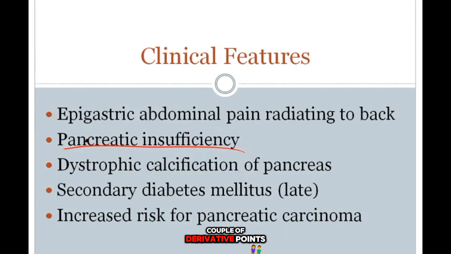Now, there are a couple of derivative points that arise from this notion of pancreatic insufficiency. Of course, if you damage the pancreatic parenchyma, you're not going to be able to produce the enzymes that the pancreas would normally make. Because you can't produce the enzymes, the first complication will be that the patients will get malabsorption with steatorrhea. Of course, you need the enzymes to assist in digestion, and so no enzymes is going to lead to malabsorption with increased fat within the stool, or steatorrhea.